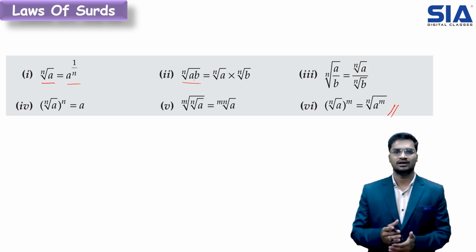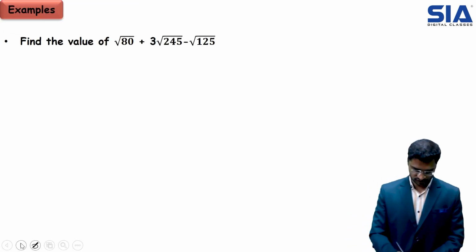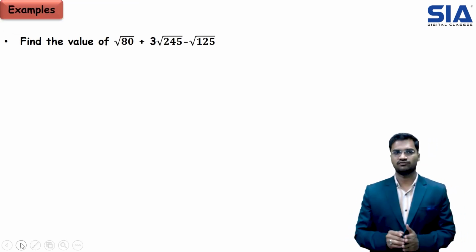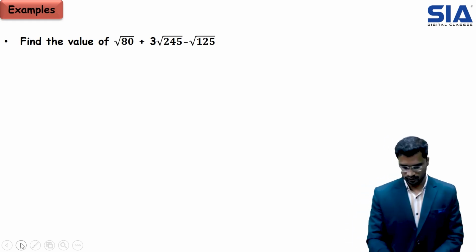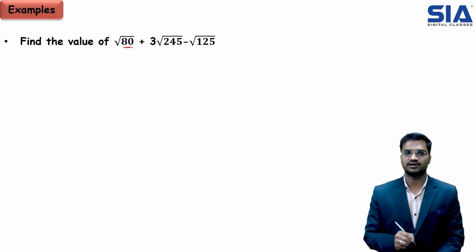So let us start our questions. Our first question says, find the value of under root of 80 plus 3 root 245 minus root 125. So what do I have to do now? I have to find the prime factors of 80.